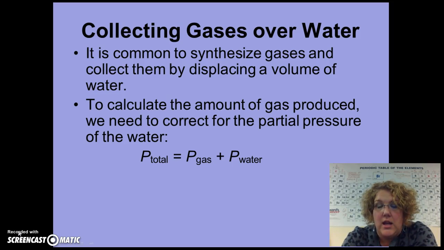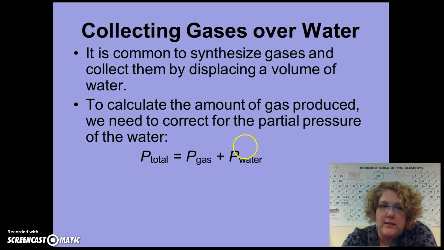So in order to figure out the amount of gas produced, we first have to know the pressure of our gas. And just like our Dalton's law of partial pressure, the total pressure is equal to the pressure of all the parts. So when we collect a gas over water in the lab, we're going to have a gas pressure and a water pressure because water evaporates. If we used mercury, this wouldn't be as much of a problem, but we'd have other issues to deal with. So P total equals the pressure of the gas plus the pressure of the water.